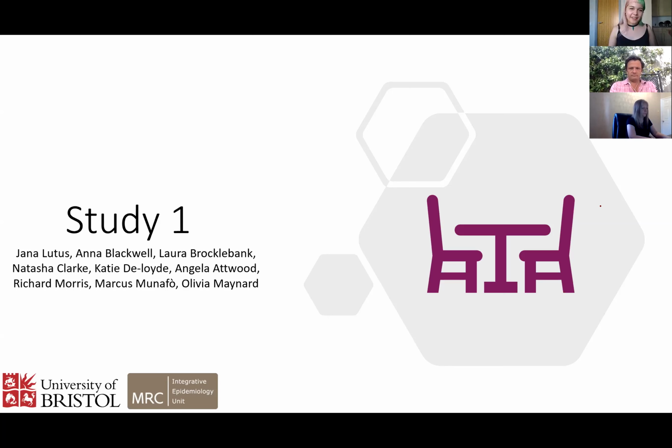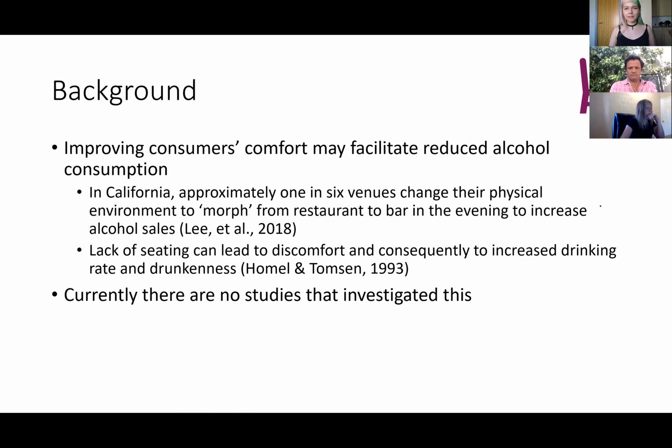So a bit of background. There is some evidence that improving consumers' comfort may facilitate reduced alcohol consumption. For example, in California, approximately 1 in 6 venues change their physical environment to move from restaurant to bar in the evening to increase alcohol sales. They do it by removing all the tables and the chairs and then reducing the lighting. Also, lack of seating can lead to discomfort and consequently to increased drinking rates and drunkenness, but there are currently no studies that investigated it.